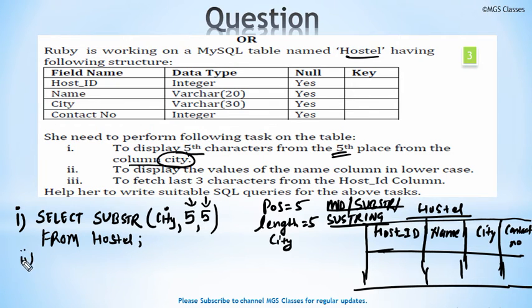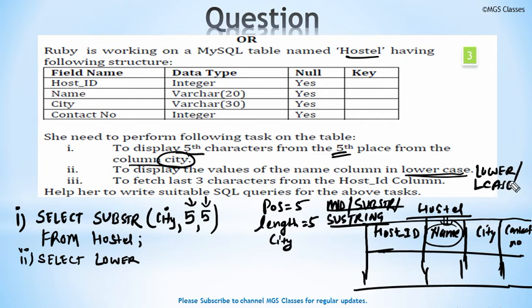Okay, now the second portion is this: to display the values of the name column in lowercase. You need to display the values available in the name column in lowercase. So what will you write? You can apply the LOWER or LCASE function. For that purpose you can apply 2 functions, LOWER or LCASE, whichever you remember. I am applying LOWER here. On which table, which column? We are applying it on the name column. So I will write the name of the column, and then from which table? We are applying it on the hostel table. So you will write like this.